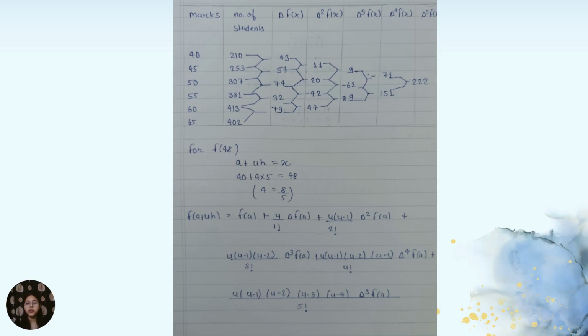Now we apply the Newton forward difference formula, which is given as follows. For f of a plus uh is equal to f of a plus u by 1 factorial delta f of a plus u into u minus 1 divided by 2 factorial delta square f of a, and so on. Here h is the difference between two data.